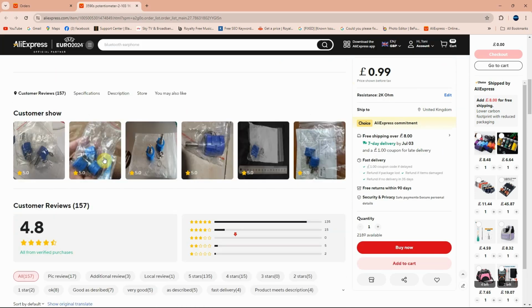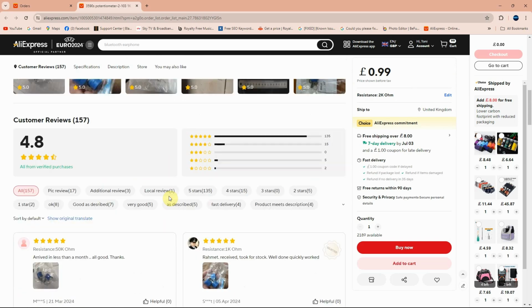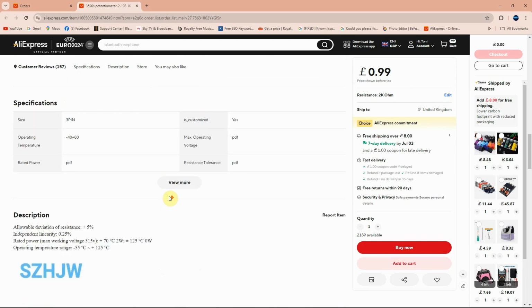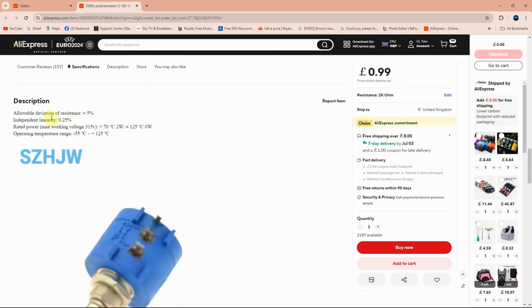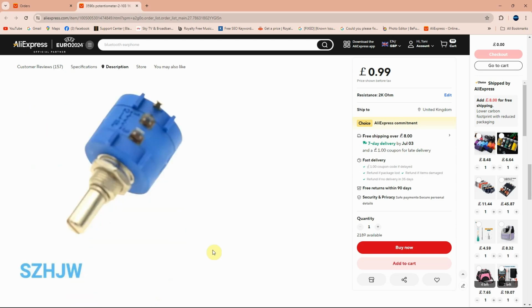And I can see there are a lot of people who put 5-star reviews for this potentiometer, so it should be a good one. Here it says that the maximum voltage is 315 volts, and the temperature is minus 55 degrees Celsius to plus 125 degrees Celsius, and it says that it's a 2 watt potentiometer, by the way.